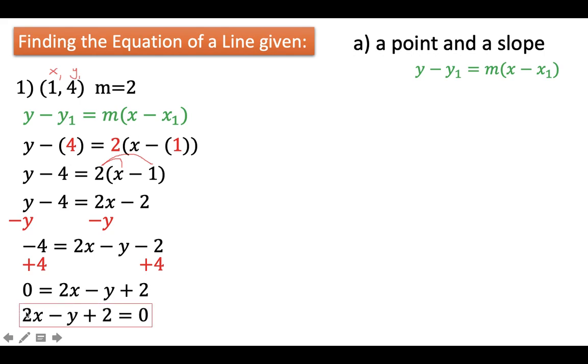Or we can rewrite this into 2x minus y plus 2 is equal to 0, because we want it to be written into ax plus by plus c is equal to 0. And that is the standard form of the linear equation.